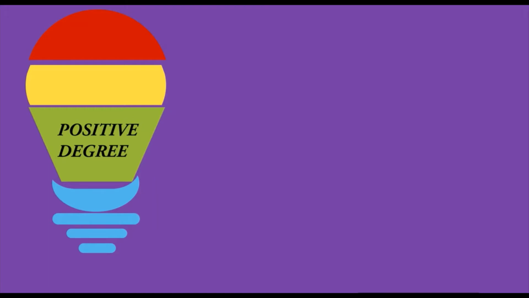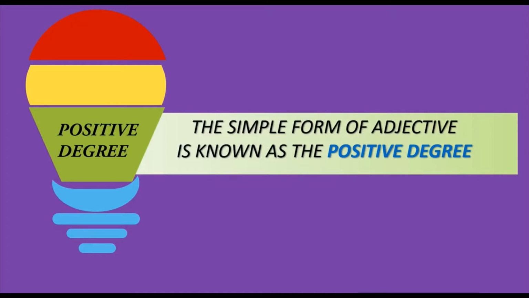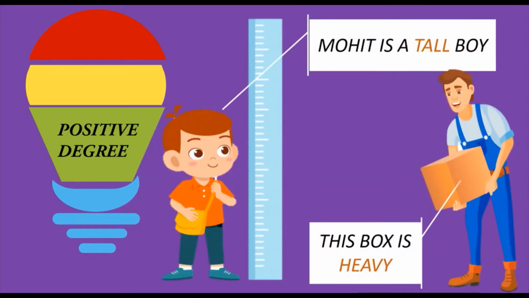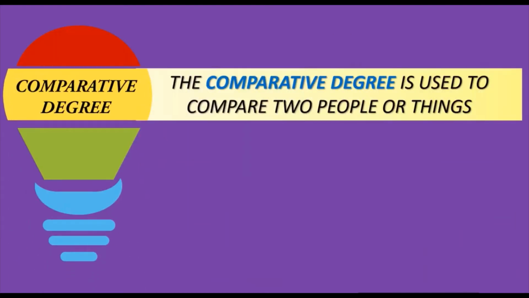The positive degree. The simple form of adjective is known as the positive degree. For example, Mohit is a tall boy. This box is heavy. So, these are all simple statements. Now we see the next one, that is comparative degree.